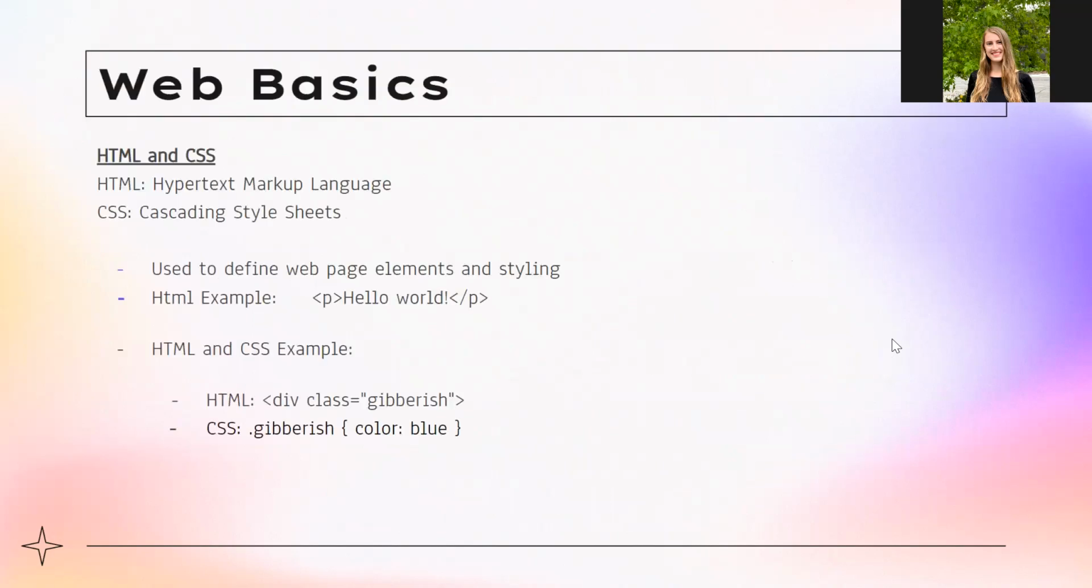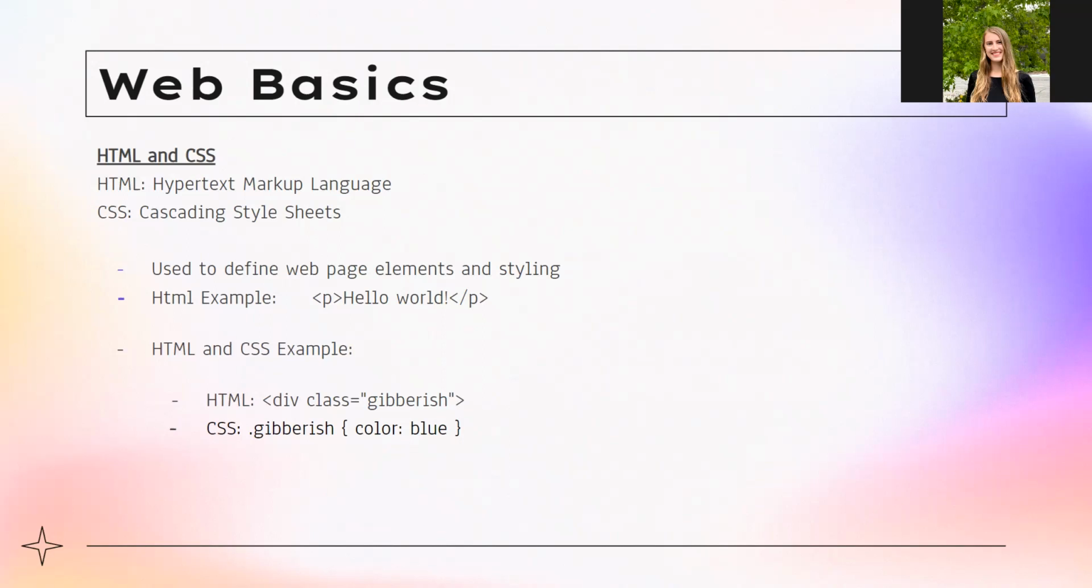Cool. So starting off with the web basics. A web page is made with HTML, which is hypertext markup language, and CSS, which is cascading style sheets. It's used to define everything that's on the web page and then to style it to make it look good, so it's not just plain text. For example, if you've ever taken a coding class, the first thing you do is hello world. If you want to print hello world to a screen, you put the P quotes, that's a paragraph, you type hello world, and then it shows up on the page.